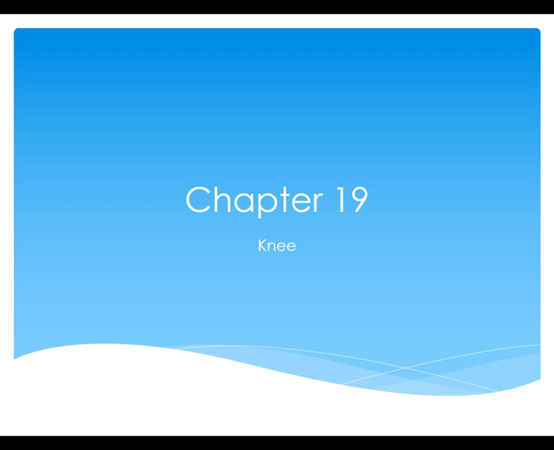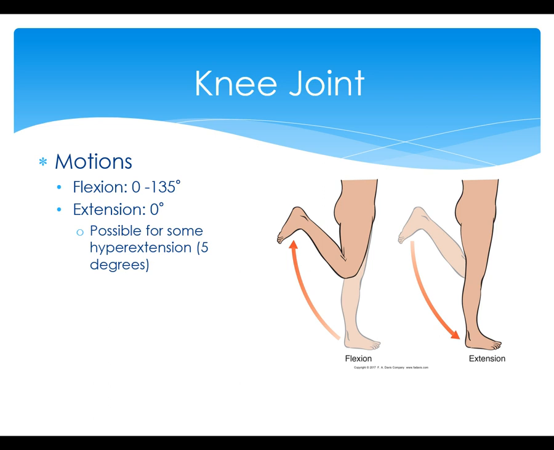We end Unit 2 with Chapter 19, which is covering the knee joint. Motions allowed in the knee joint include flexion, which is 0 to 135 degrees, though you will see some texts that show 120 to 135 degrees. What we will test is the available range is 0 to 135 degrees.